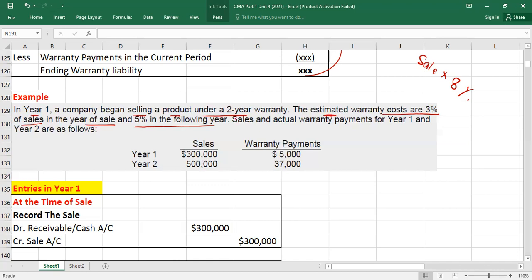Then we have some other information. Here, what is it telling you? Sales and actual warranty payments for year 1 and year 2 are as follows. So he told you data for sales and for warranty payments, not warranty expense. Warranty payments, because expense and liability will be booked based on your estimate, which is 8%. So these are sales and payments. What is the sale in year 1? 300. Payments are 5,000. In year 2, sales are 500,000 and payments are $37,000.